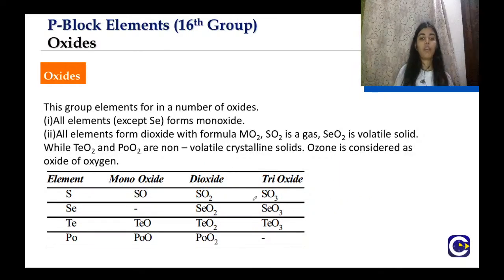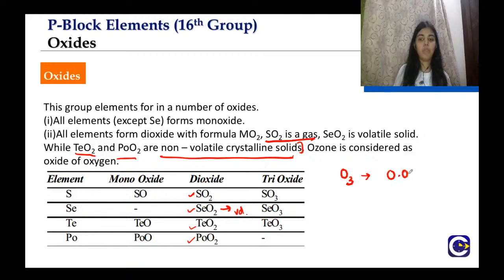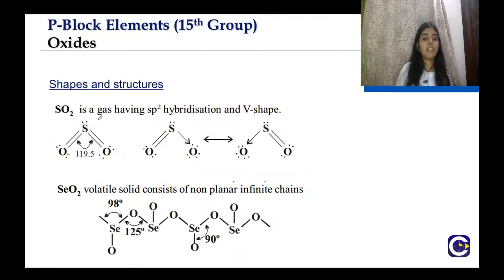Now, all elements form dioxides: sulfur, selenium, tellurium and polonium. SO2 is a gas, SeO2 is a volatile solid, and TeO2 and PoO2 are non-volatile crystalline solids. Ozone, O3, can be written as OO2, so it is an oxide of oxygen only. Next, moving on, SO2 is an sp2 hybridized and V-shaped compound.